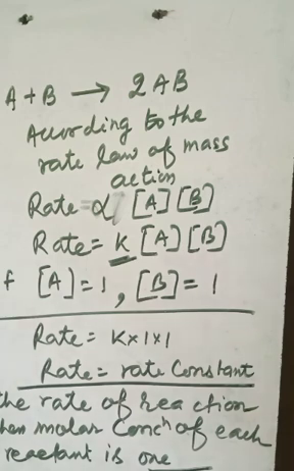Okay, now there are some differences between rate constant and rate of reaction. Rate of the reaction means it is the speed with which reactants are converted into product. But in case of rate constant, it is the proportionality constant and it is defined as the rate of reaction when the concentration of the reactant is unity.